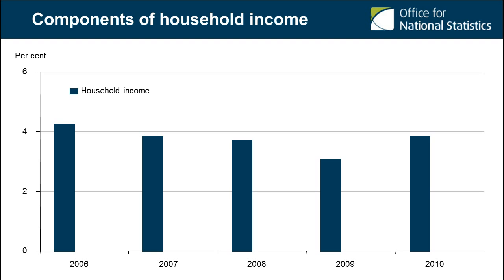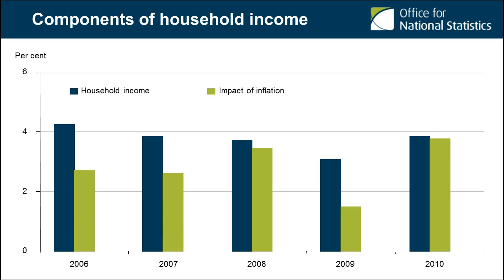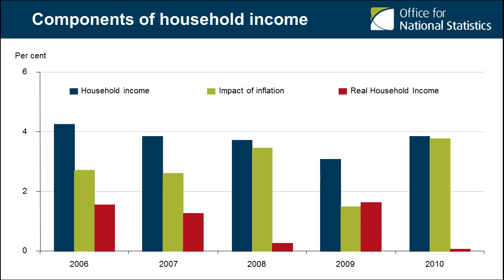One thing to consider when looking at household income is the impact of inflation. This is important because if price growth is greater than the growth in household income, then in real terms, household income is falling. In other words, the same amount of income will not be able to purchase as much. Here is inflation, and if we take the difference between the increase in household income and the impact of inflation, we get the change in real household income.